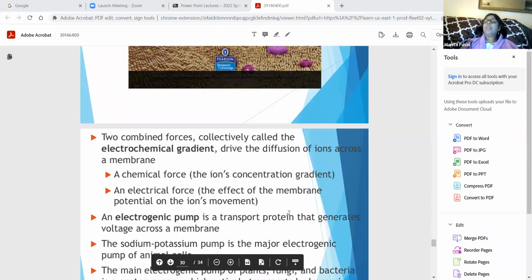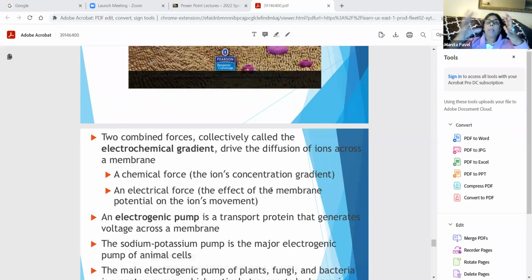Now there is a concept called electrochemical gradient. So two forces are going to combine together, which are collectively called the electrochemical gradient. And this electrochemical gradient is going to drive the diffusion of ions, to move ions across the cell membrane. From the very word electrochemical, it consists of an electrical force and a chemical force.